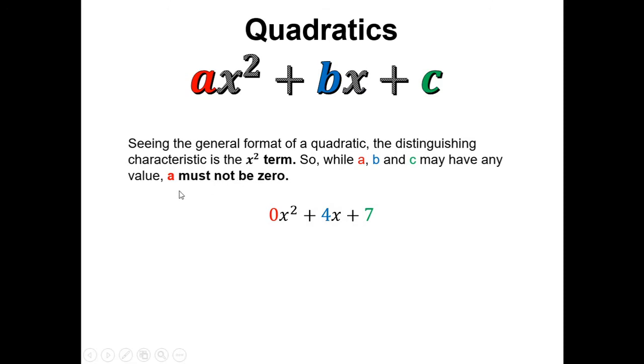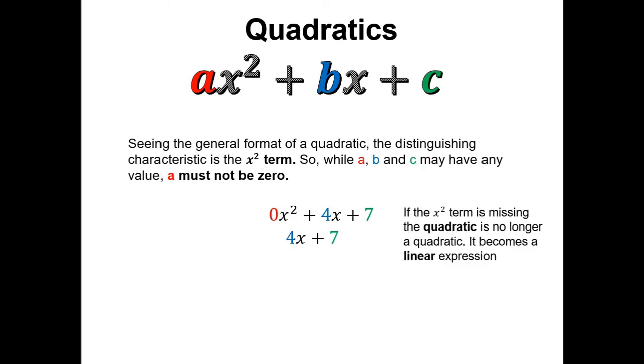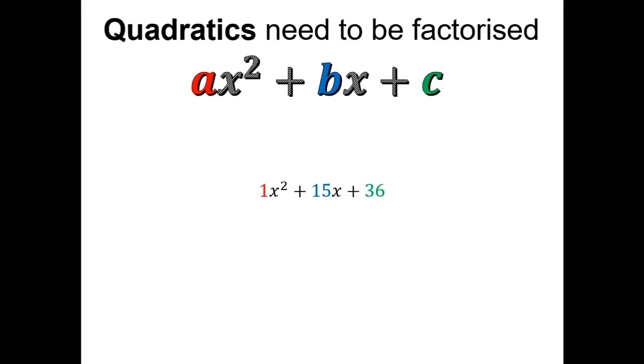If I let a be equal to 0, as I have down here, I can simplify that, and that would just be a linear equation. The x squared would disappear, and I've got 4x plus 7. If the x squared term is missing in the quadratic, it is no longer a quadratic, and it becomes a linear expression. And we can deal with the linear expressions the same way as we always have. So let's look at a real quadratic here.